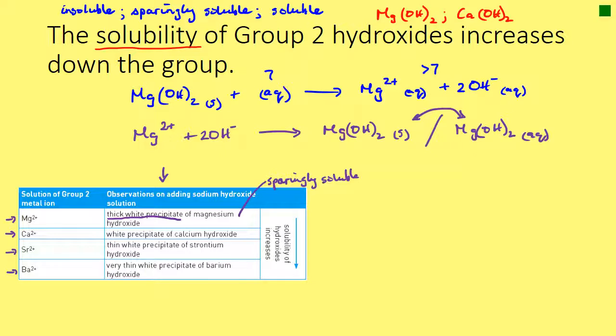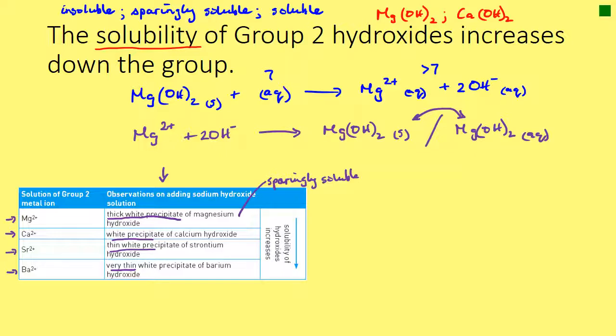And you can see that you get a white precipitate of calcium hydroxide, and then when you do the same with strontium, you get a thin white precipitate. So the white precipitate of calcium hydroxide was less precipitate being formed than with magnesium, and less still again with strontium, and we can call that a thin white precipitate. So it's like there's less of the precipitate in the clear liquid, so it looks thinner. And when you get down to barium, it looks very thin, which means most of it is dissolved.